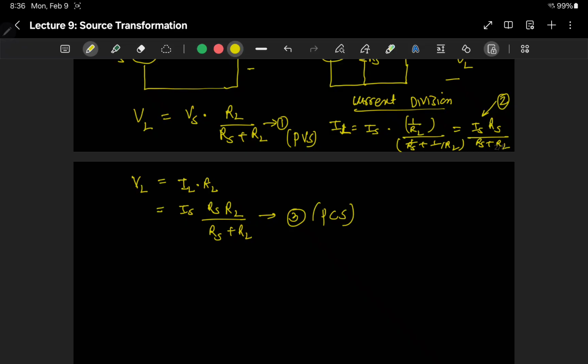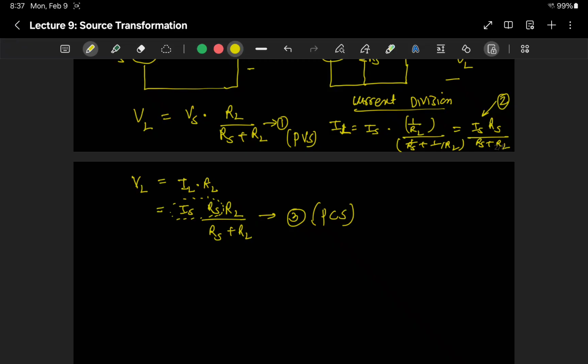Now if you look at these sources, if they have the same resistance and are trying to generate the same voltage, there should be equivalent circuits, right? In this case, Vs should be equal to the product of Is times Rs, right?